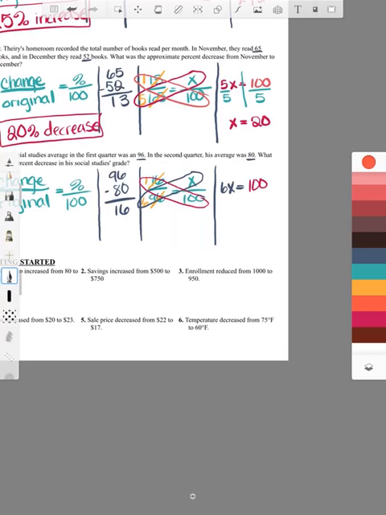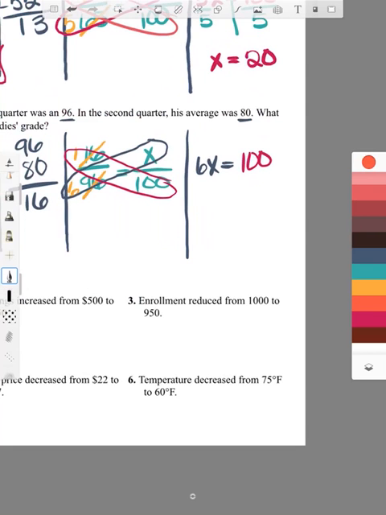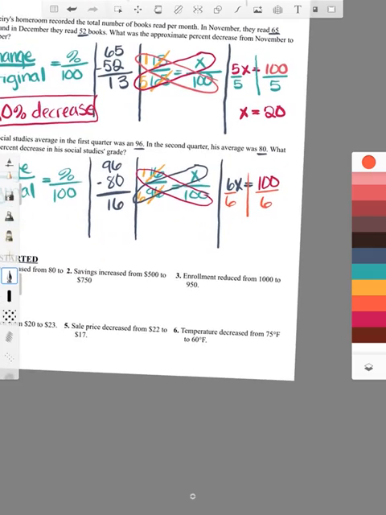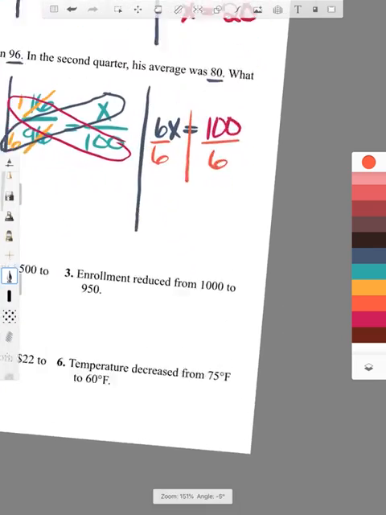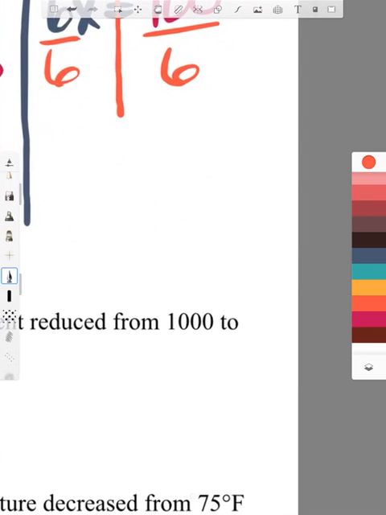All right, so now we're going to go ahead and draw our fence. I will use orange. And then we are going to divide by 6 on both sides. So we're going to do 100 divided by 6 here. Let's see, I think I have some room down here. That's the greatest thing about using an iPad. You can just zoom. So we have 100 divided by 6.